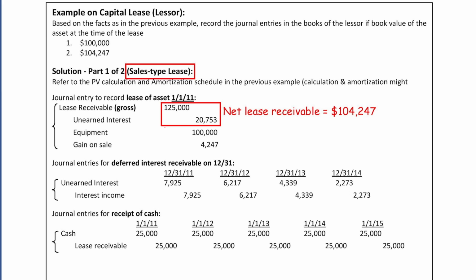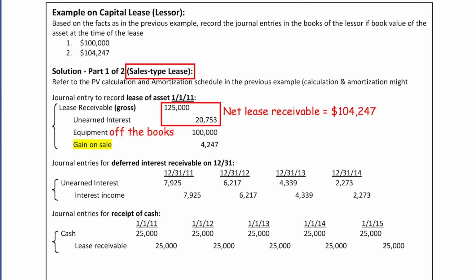Now on the credit where you have equipment, make a note, off the books. So the equipment is off the lessor's books into the lessee's books. And because this is a sales type lease, you have highlight gain on sale.